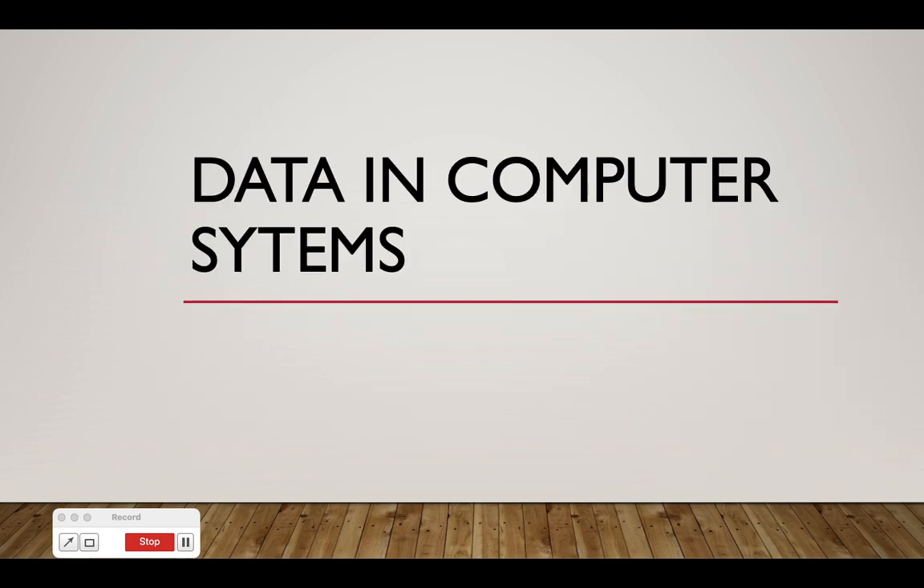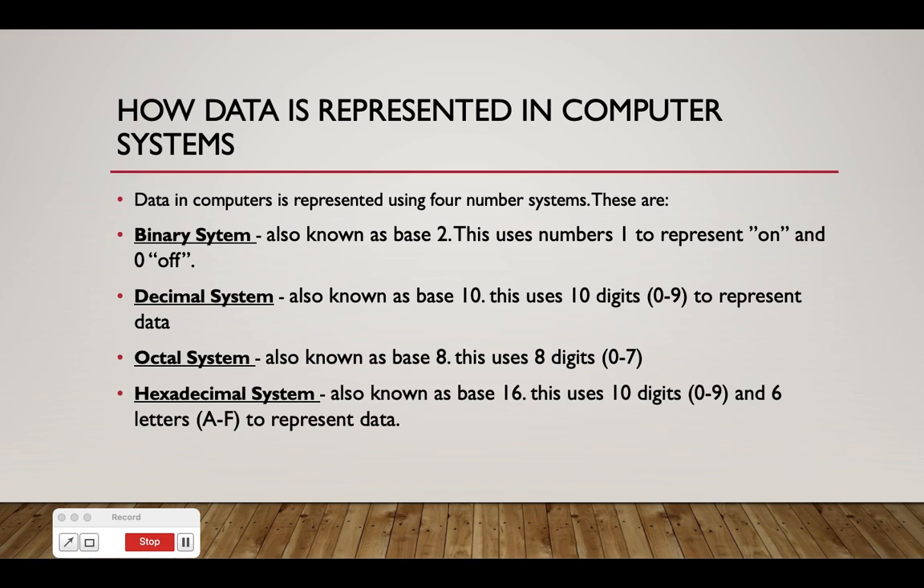Next, we're going to talk about data in computer systems. So how is data represented in computer systems? It's represented using 4 number systems. We have the binary system, the decimal system, the octal system, and the hexadecimal system. So the binary system is also known as base 2. It uses the numbers 1 and 0, so 1 representing on and 0 representing off.